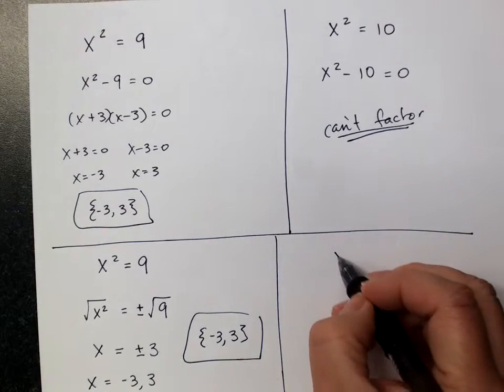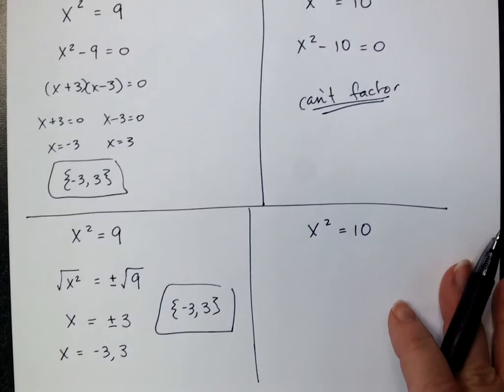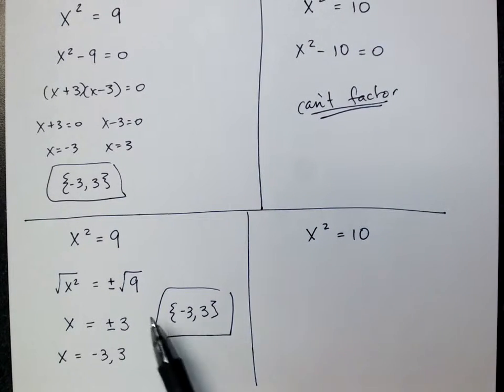So let's consider that with x squared equals 10. Now, do we have to put this in standard form?